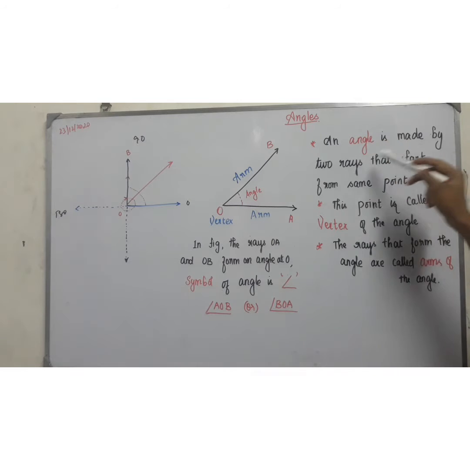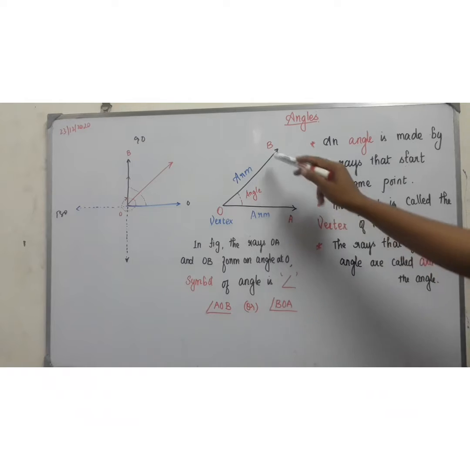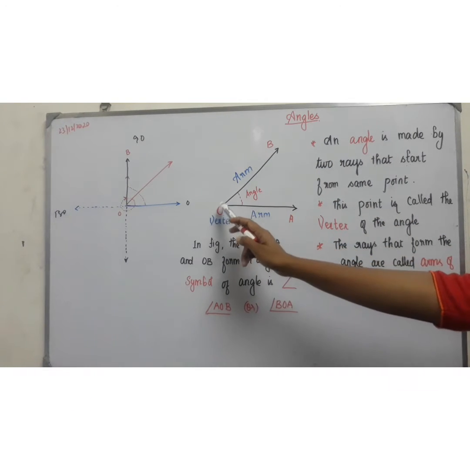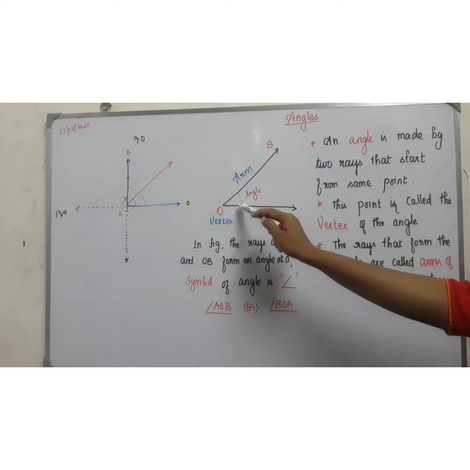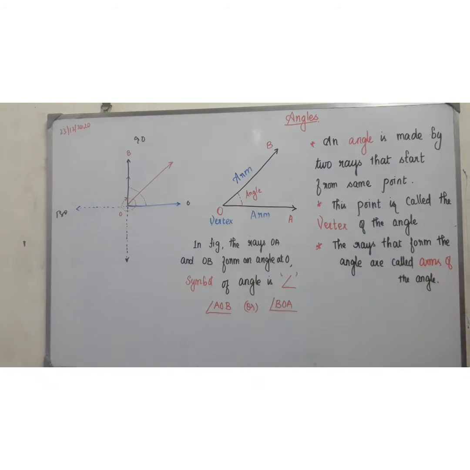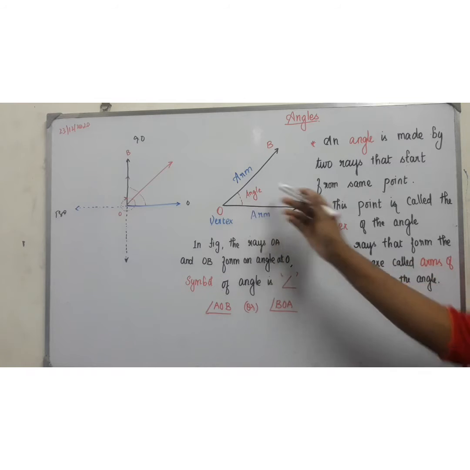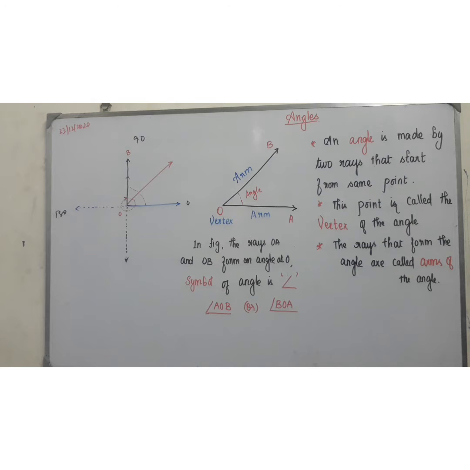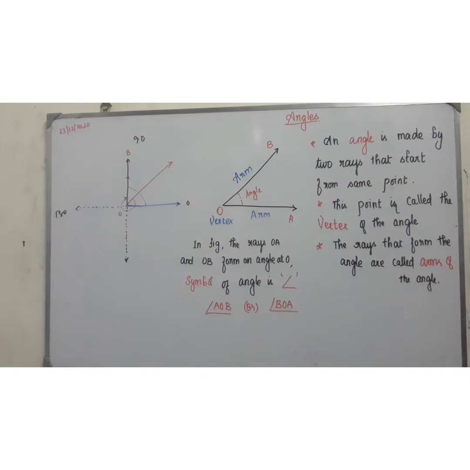An angle is made by two rays that start from the same point. That means these two rays have started from the same point, right? That point is O. At the point O, both the rays have started. So between the rays, whatever this is, we call it the angle. Okay. So whatever amount of opening there is between the two rays, that we call the angle. So an angle is made by two rays that start from the same point.